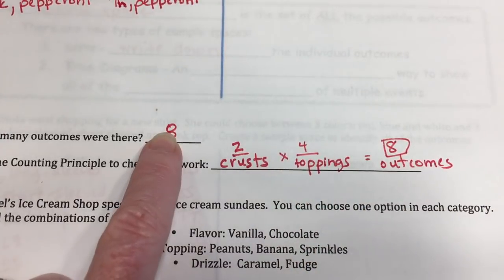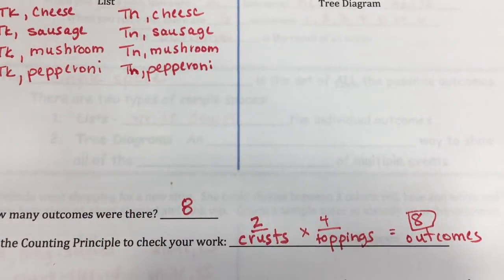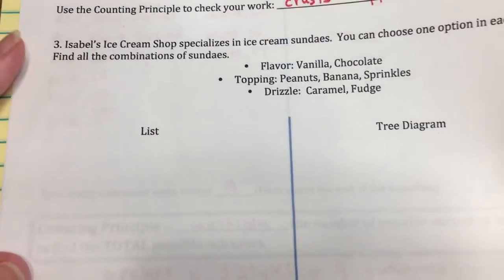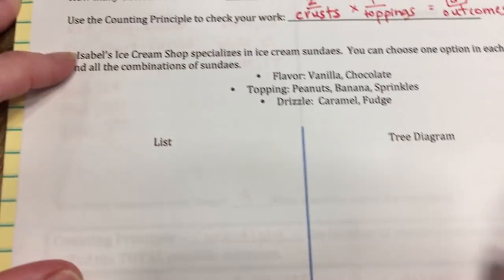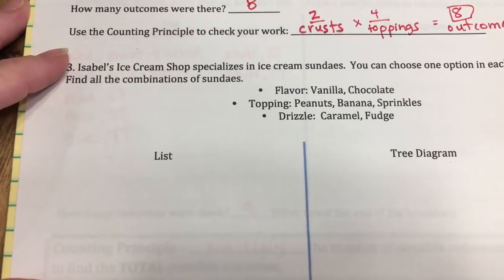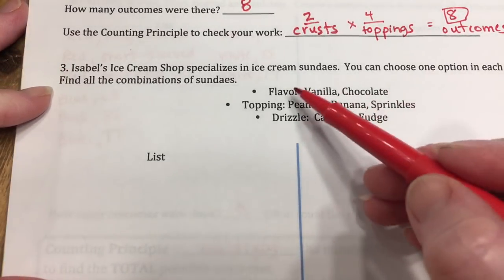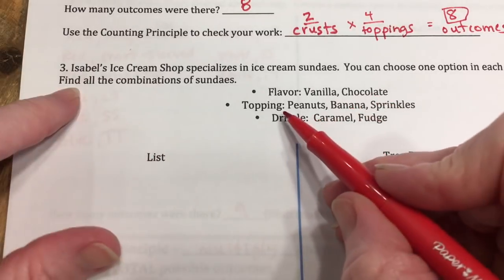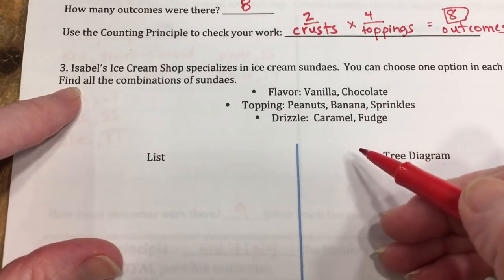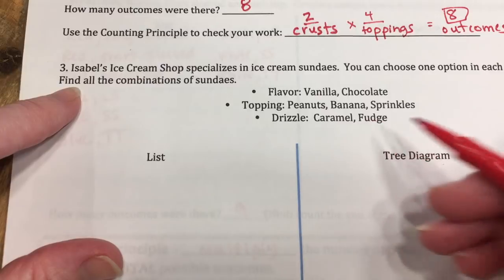All right, which is what we got here. So did we find them all? Yes, we did. All right, let's look at the last example. Isabel's ice cream shop specializes in ice cream sundaes. You can choose one option in each category. So there are how many categories? Flavor, vanilla or chocolate, toppings, peanuts, bananas, or sprinkles, and then a drizzle of caramel or fudge.